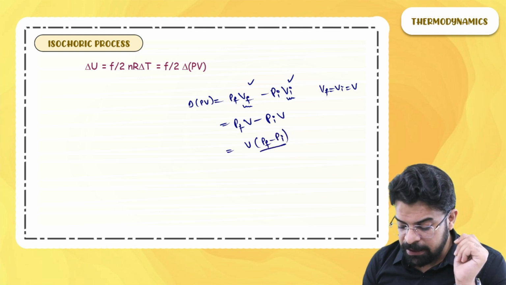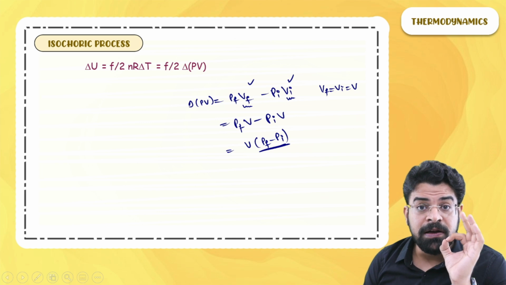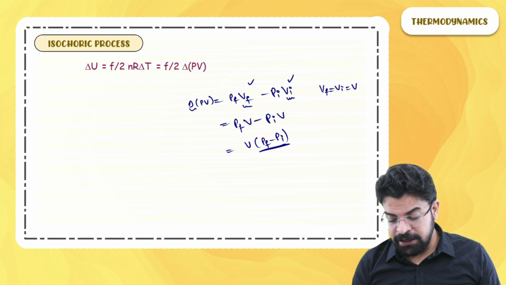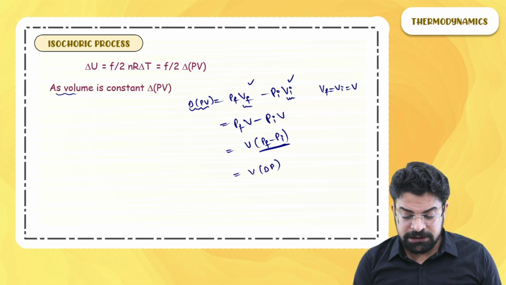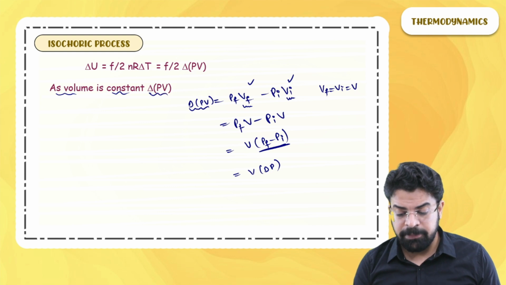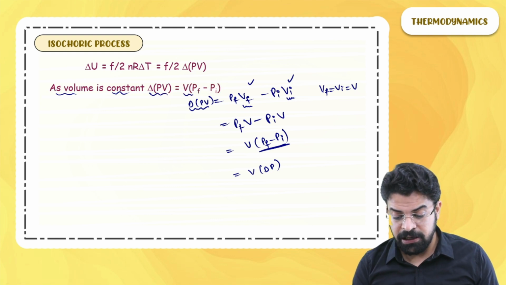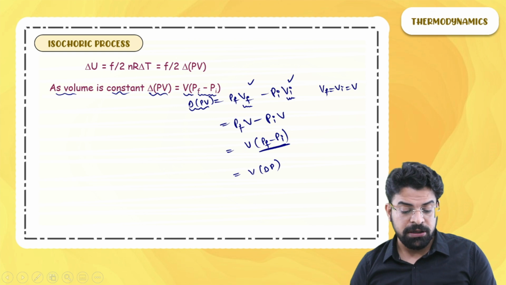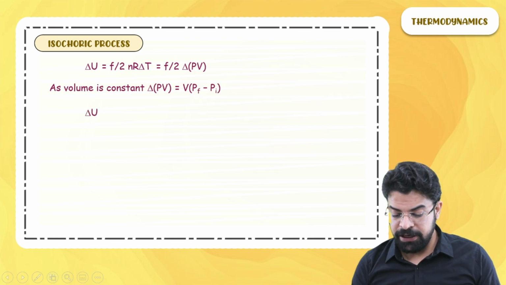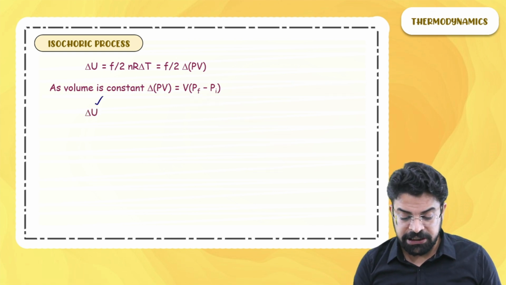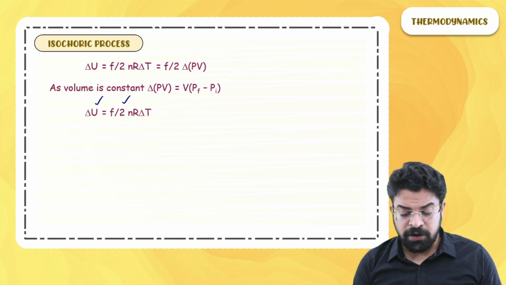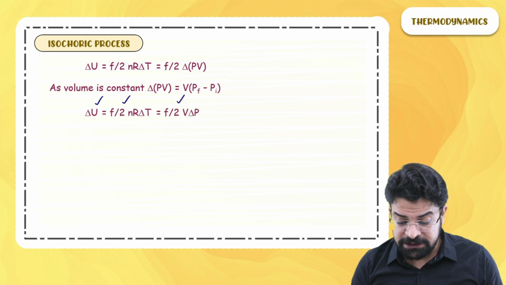And P final minus P initial is nothing but delta P. So we can write delta PV for an isochoric process to be equal to V delta P. So as the volume is constant, delta PV can be written as V into P final minus P initial. That becomes equal to V times delta P. So the change in internal energy equals F by 2 nR delta T, which is the same as F by 2 V delta P.